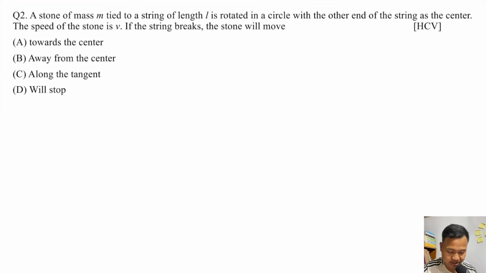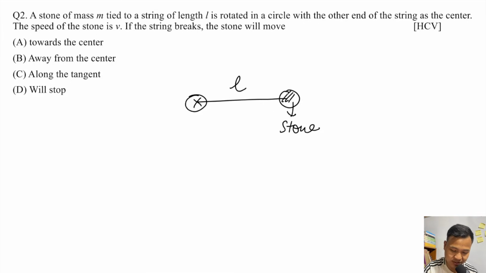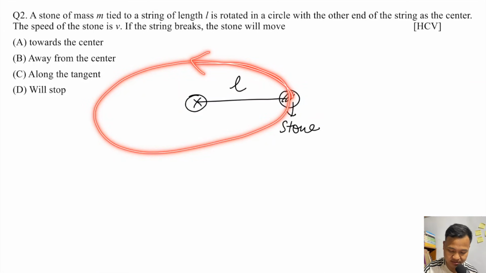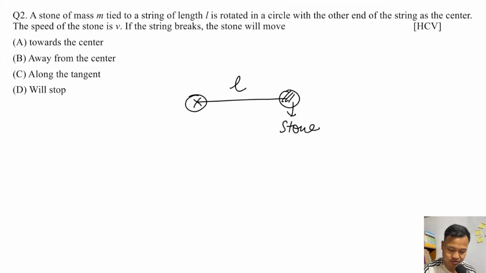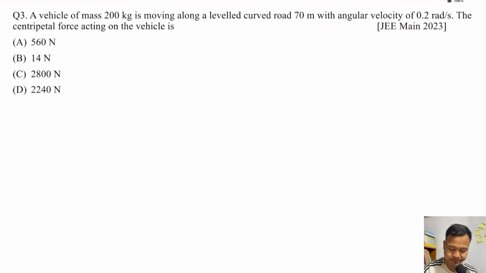Next example: a stone of mass m is tied to a string of length L. The stone moves in a circular path, so the path will be like this. The velocity is towards the tangent. So if the string breaks, the stone will go along the velocity, along a straight line. So this would go along the tangent.